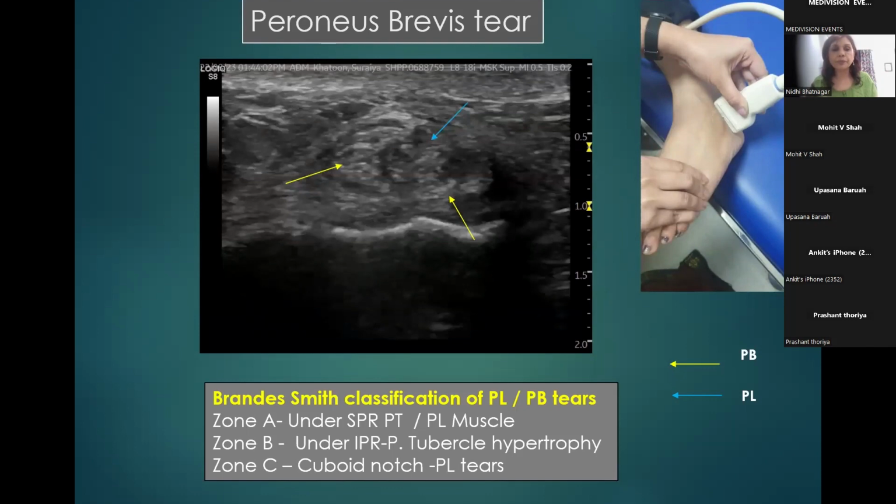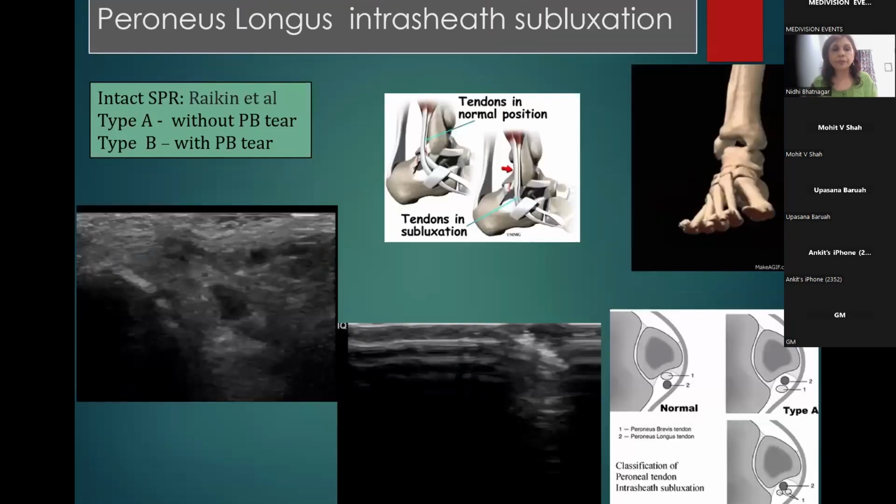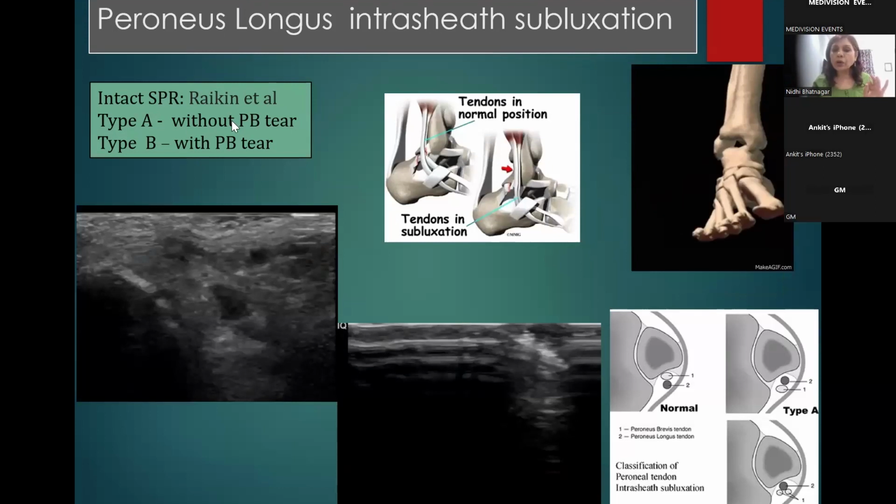applications, peroneus longus tendinosis and tears, we're talking peroneus brevis. So when we are talking of longus subluxation, this is the Raikin et al. classification, and there are two diagnostic criteria for intrasheath subluxation. One is that it has to have an intact superior peroneal retinaculum. And the second is that in type A and type B, when we subclassify, we have to see what the status of peroneus brevis is, whether it is intact or there is an associated tear.